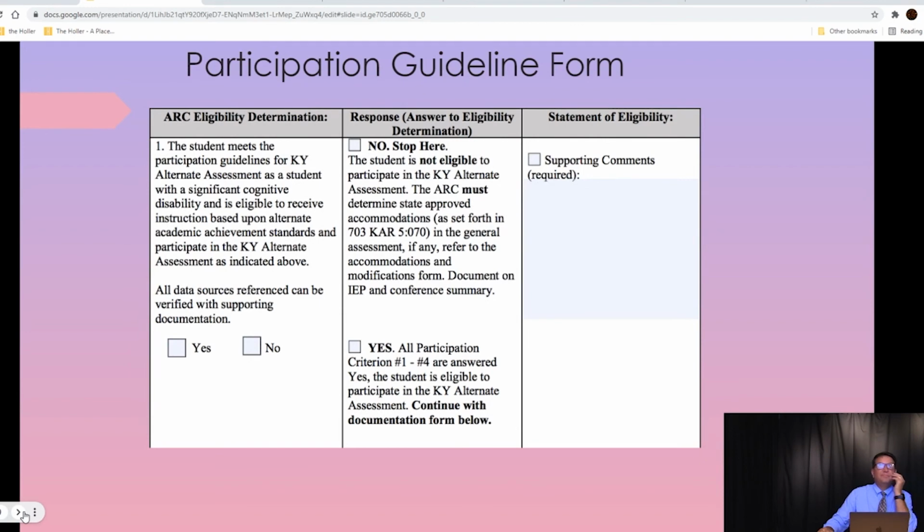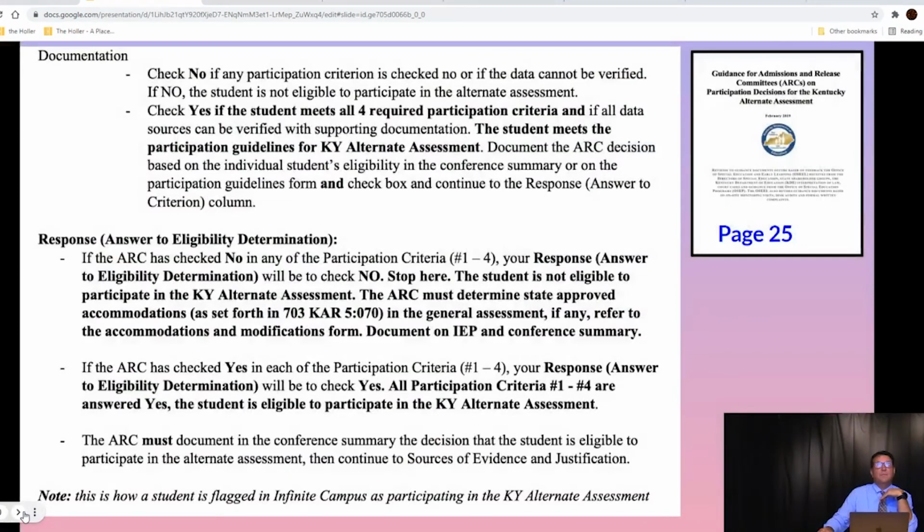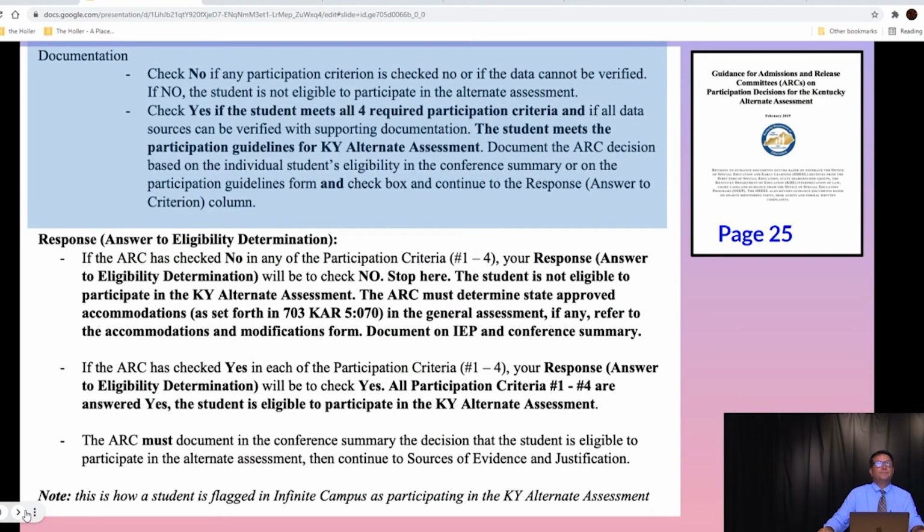So again, how do I document it in the conference summary? I'm looking at answering these questions, considering each of these, and then I'm looking at putting that supporting evidence in there. Now look here, it says if the ARC has checked no to any of the participation criteria 1 through 4, then you would stop and this student would not be eligible for the Kentucky alternate assessment.